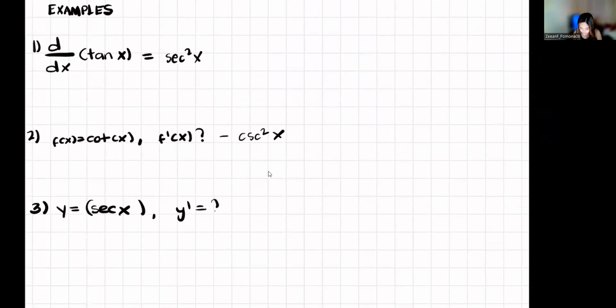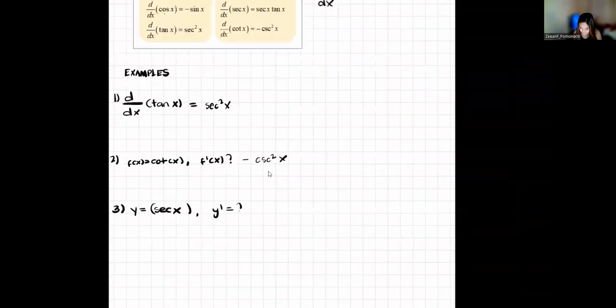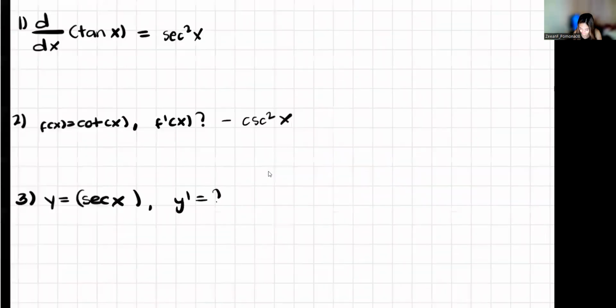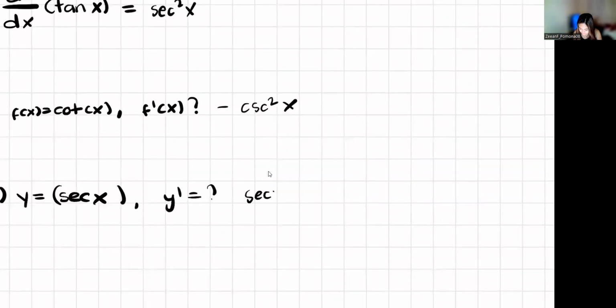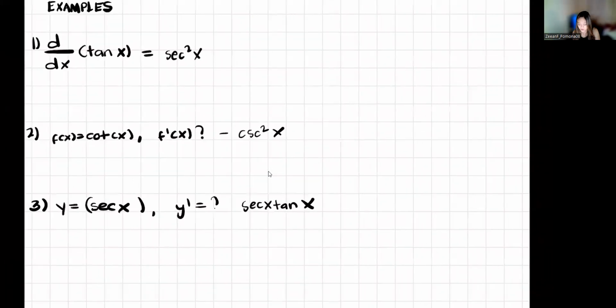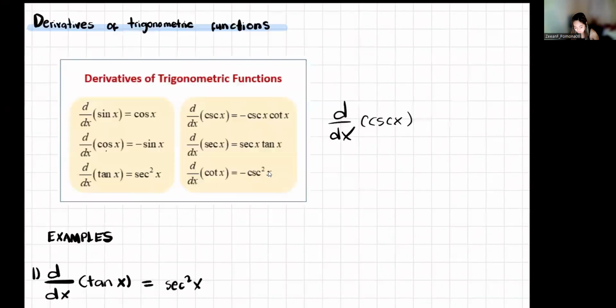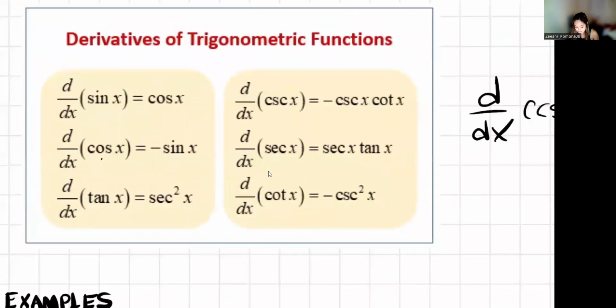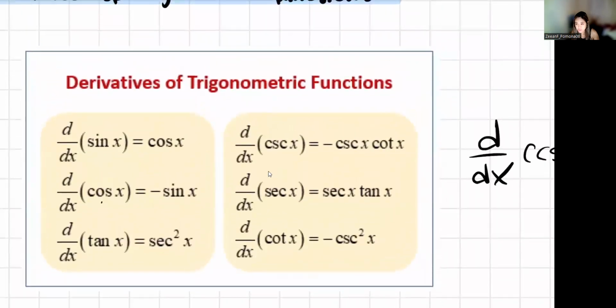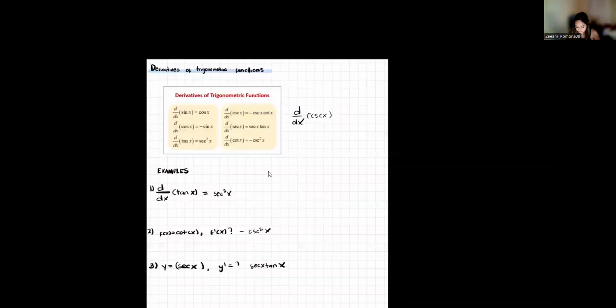And what is the derivative of secant x? Well, the derivative of secant x is secant x times tangent x. So I hope that we are clear on that, but please listen to my advice when I tell you all to memorize these derivatives of trigonometric functions.